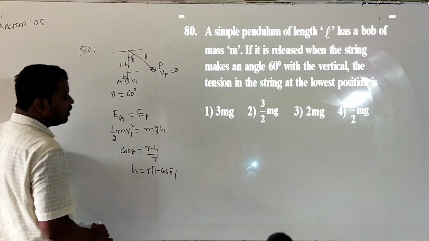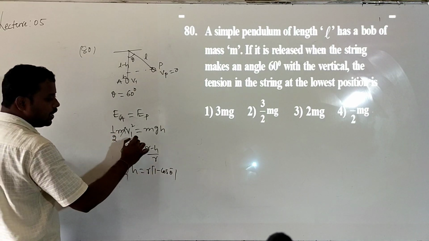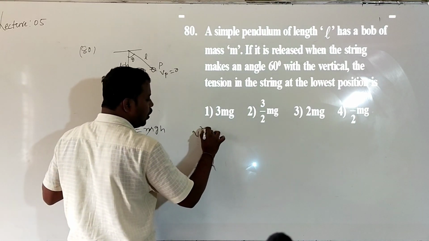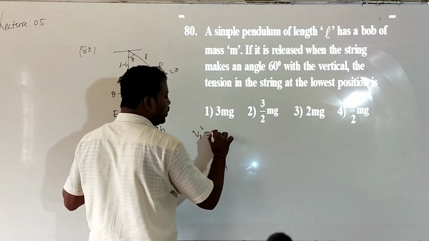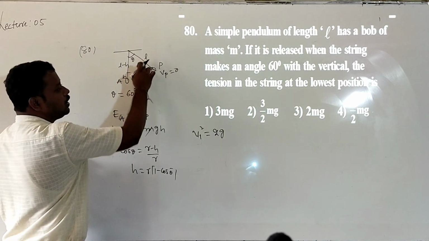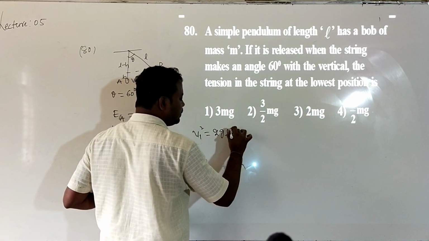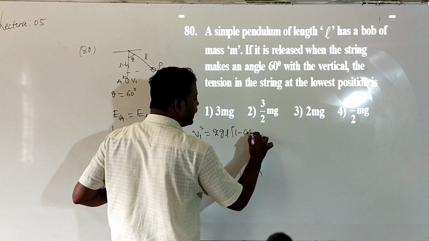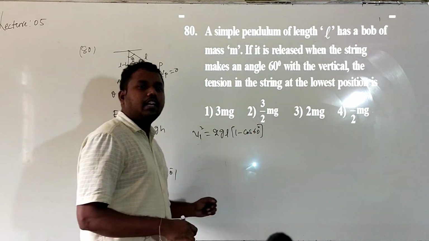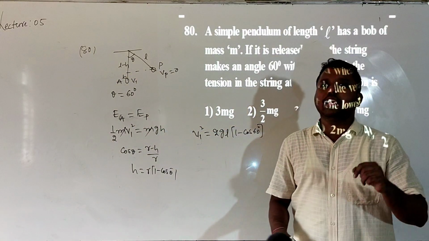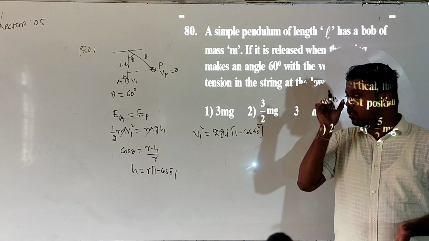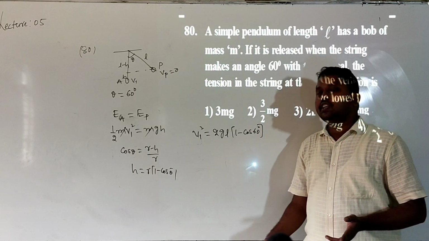Can I substitute the value? Then what will I get? Here m cancels and h is substituted. V1 square is equal to 2 g into r, and the radius is nothing but L, so 2gL into (1 minus cos theta). Every time you can remember, whenever the angular position is given, to calculate the velocity at the lowest point, the formula is V1 square equals 2 g L (1 minus cos theta).